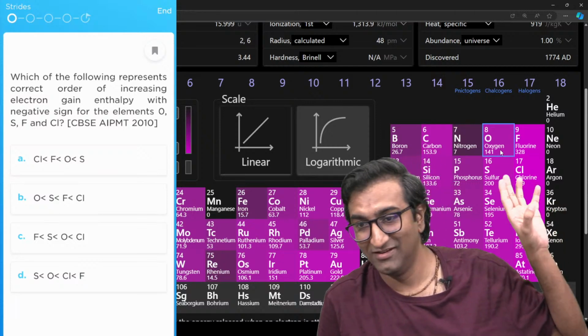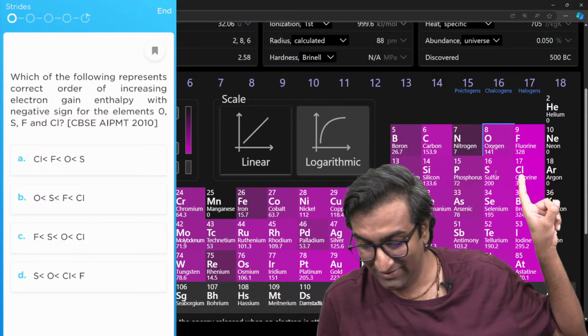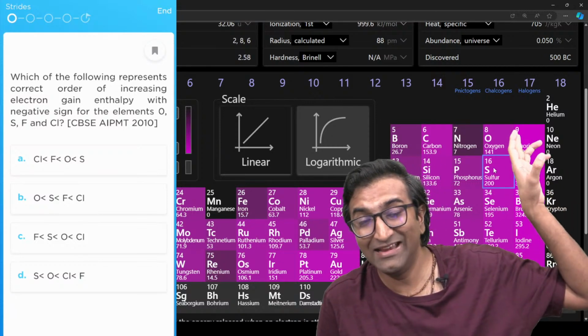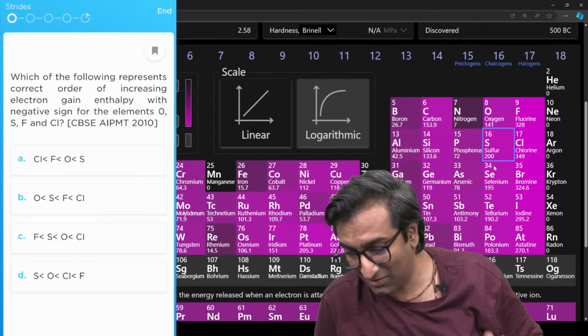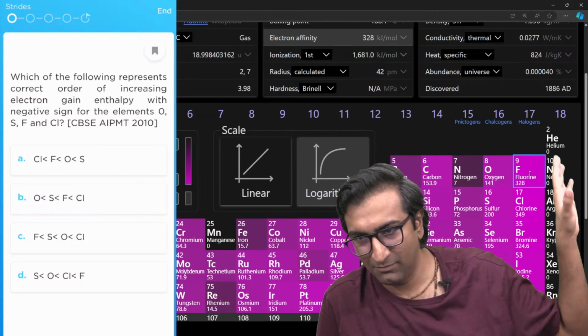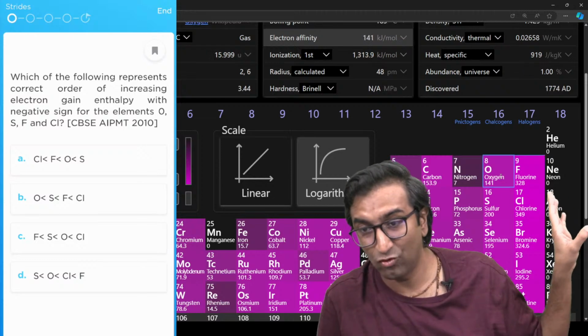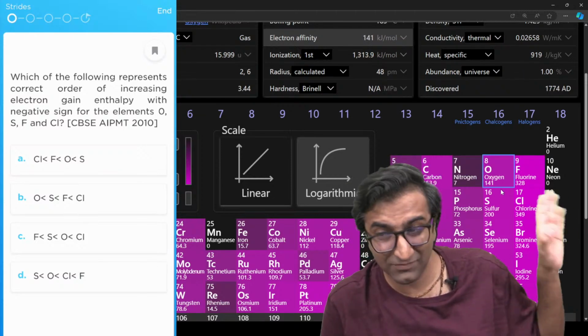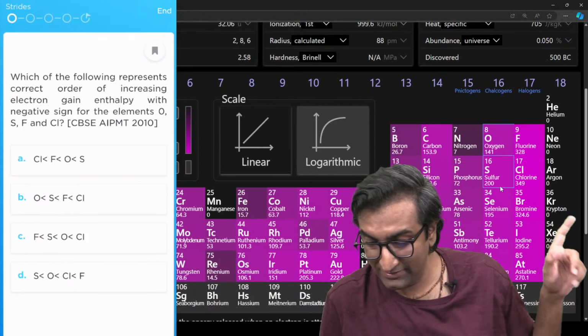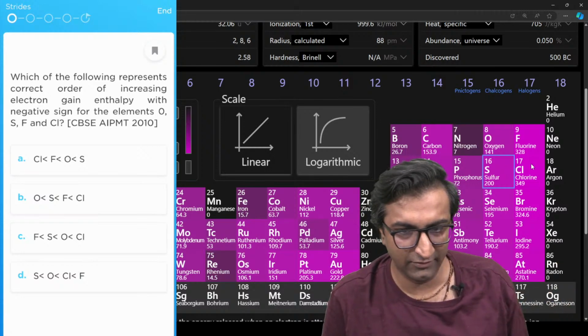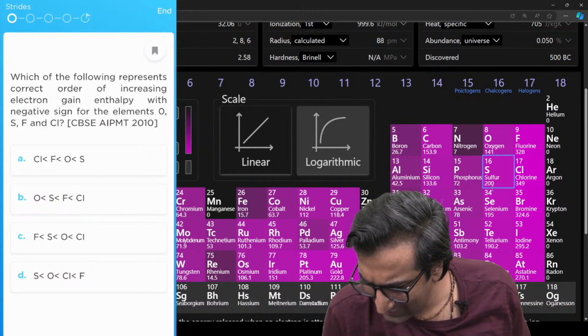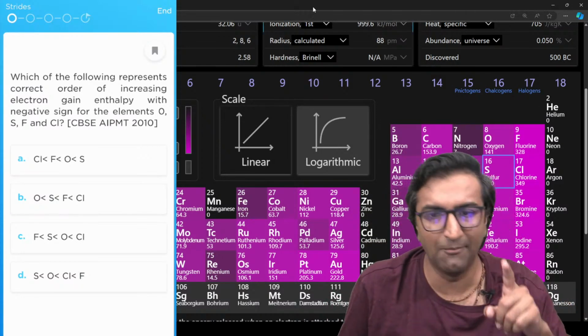This is not an easy question. Oxygen is 141, which is annoying, and sulfur is higher than that. In fact, in its group, oxygen is the lowest. Fluorine happens to be high, but it is lower than chlorine. But oxygen is the lowest in its group. So the lowest will be oxygen, followed by sulfur, then fluorine and then chlorine. Okay, which option is that? O, S, F, Cl, it will be B, right?